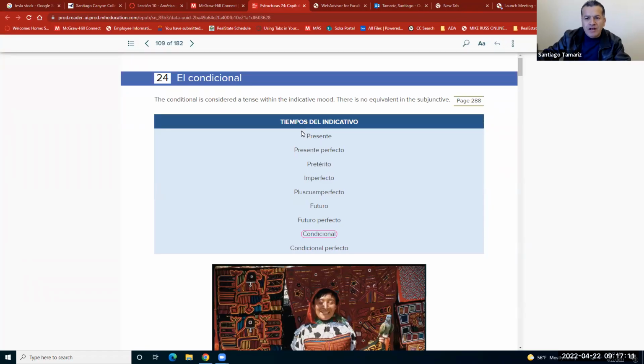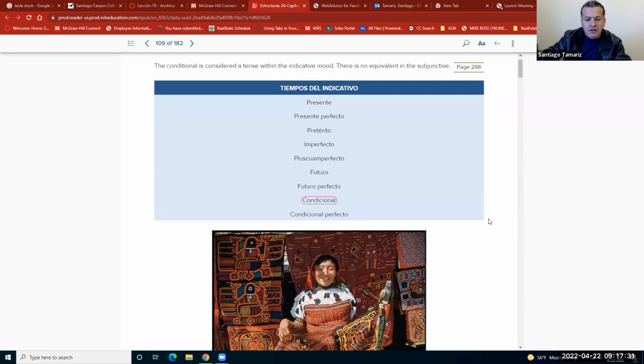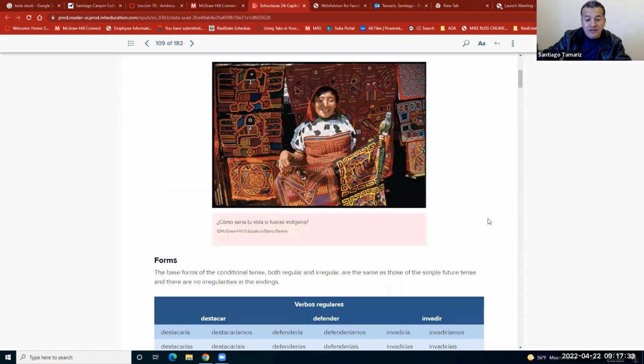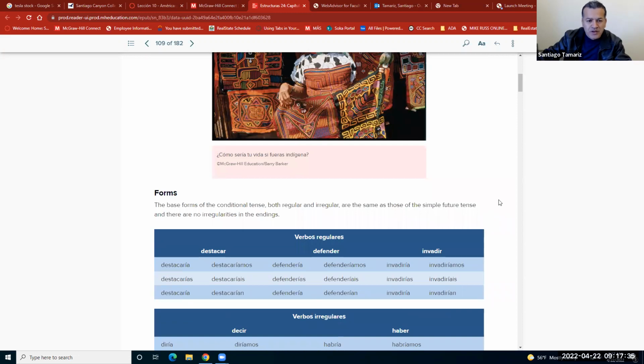Bien, chicos, ahora nos toca el condicional, página 288. Bien, los tiempos del indicativo son varios. Este es un resumen: presente, presente perfecto, pretérito, imperfecto, pluscuamperfecto, futuro, futuro perfecto y ahora el condicional. Vamos a ver cómo se usa y también se llega a la conjugación.